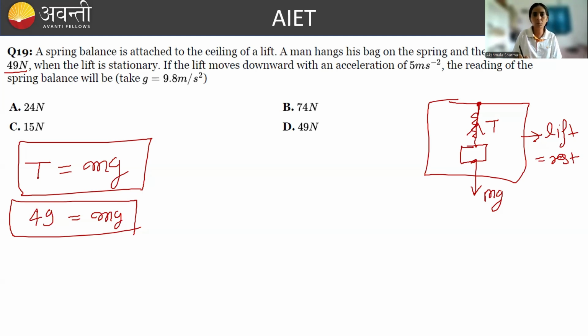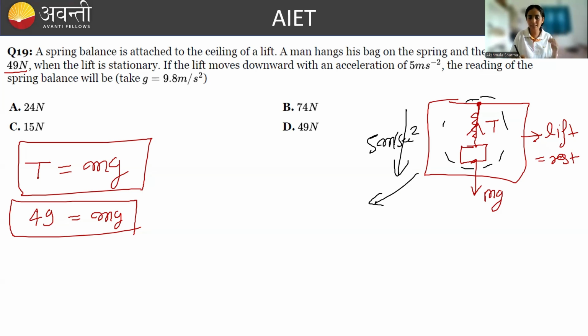Now, if the lift moves downward with an acceleration of 5 meter per second square. If the lift is coming down, this whole system inside the lift is also coming down with this acceleration. Then what will be the reading of the spring balance? This is the question. In this case, since its acceleration is in the downward direction, we can write mg minus T is equal to ma. So T is equal to mg minus ma.